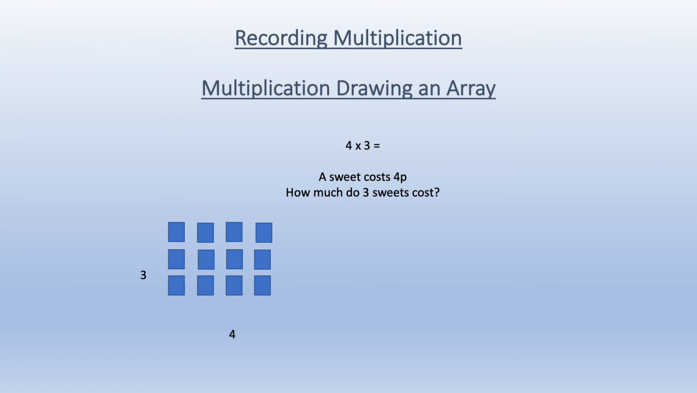And then we can write the numbers by the side and add the columns. So 3 plus 3 plus 3 plus 3, which is 3 times 4, or we can add rows, 4 plus 4 plus 4, 4 times 3, and see that both give the answer 12. And then we can write the final answer to the original question.